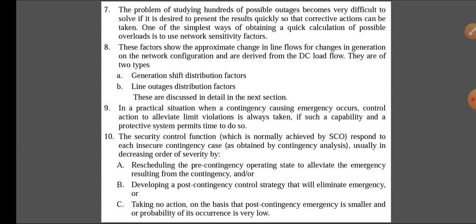And the third point is taking no action, on the basis that the post-contingency emergency is small, or the probability of its occurrence is very low. So on these three points, the security control function works.